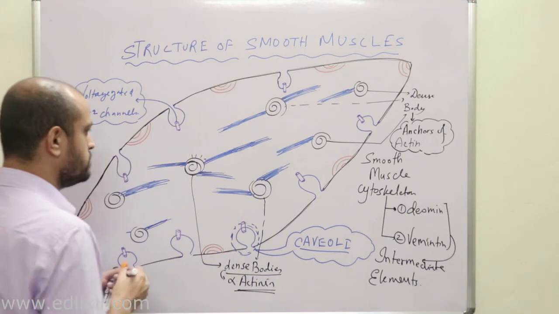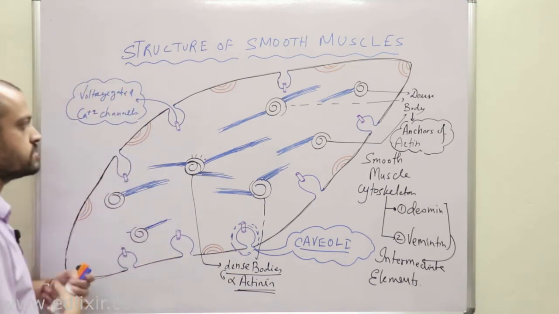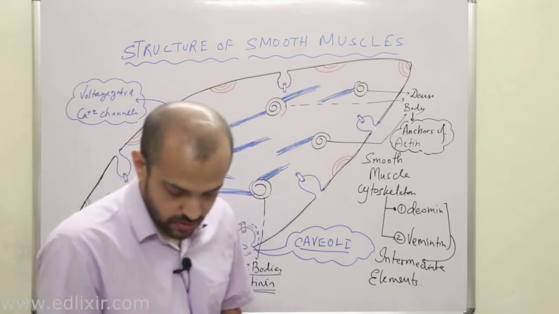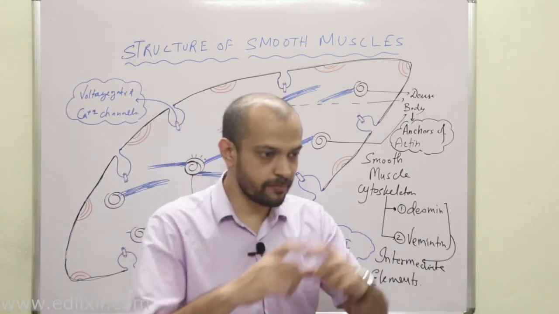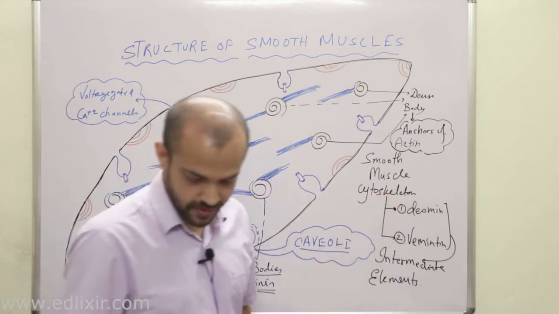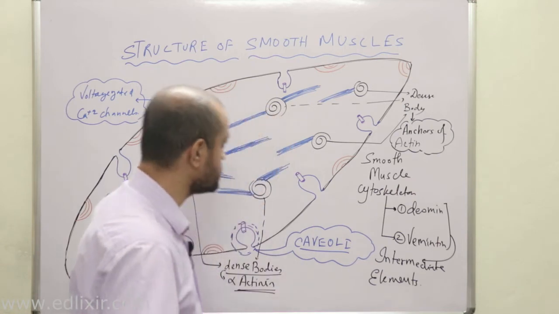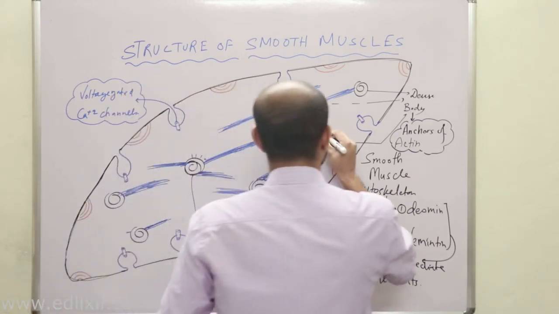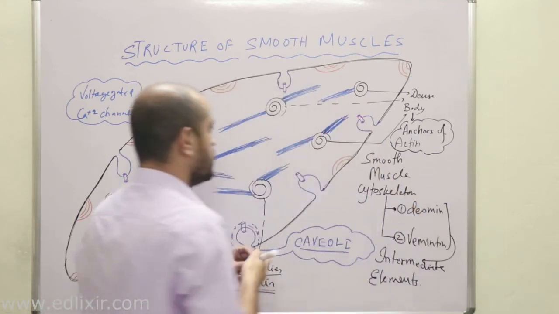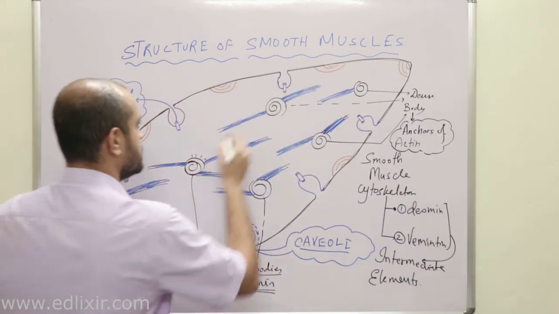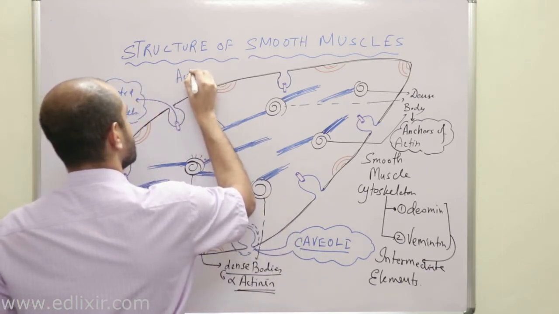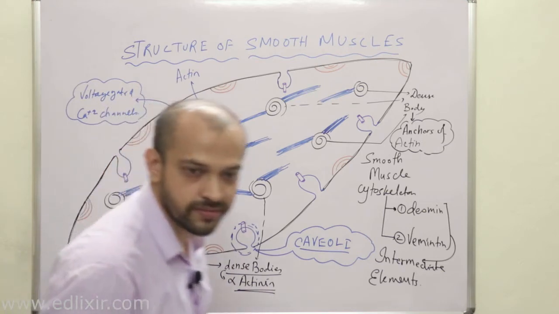Now, a very important point we need to understand here is this. The dense bodies are actually the starting point of every actin molecule, right? You need to understand that they are the starting point. These filament-like structures are actin. Now my question is, where is myosin?